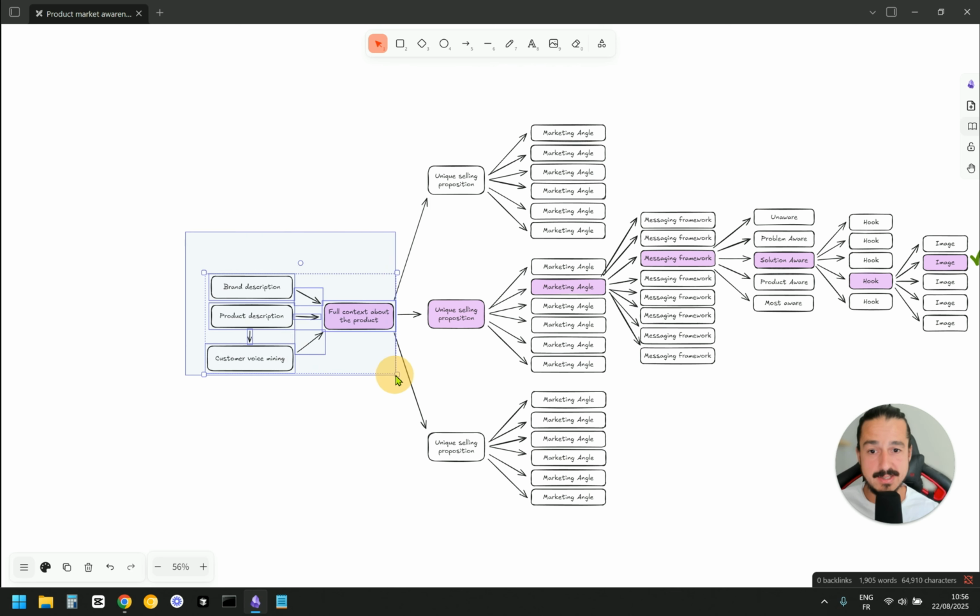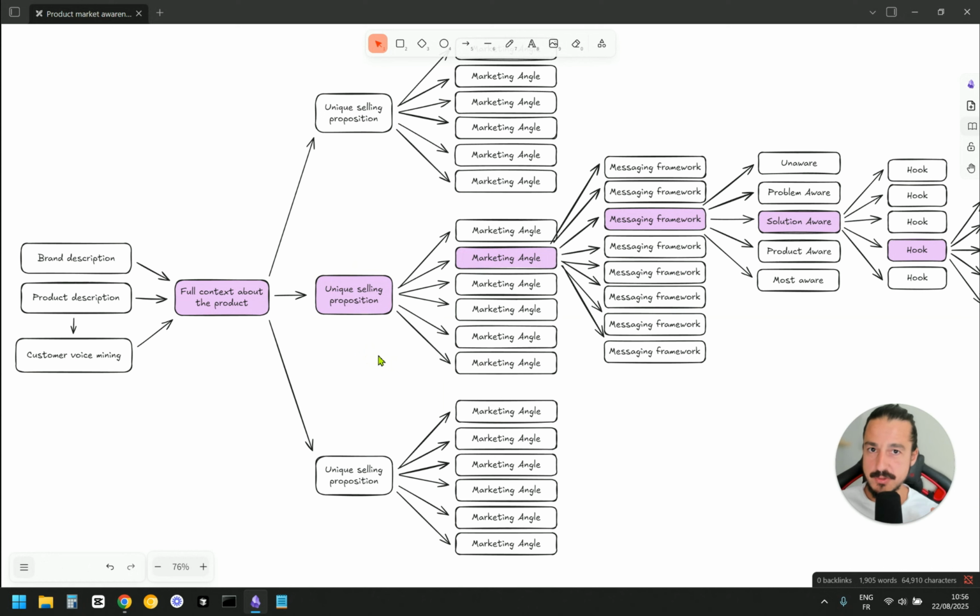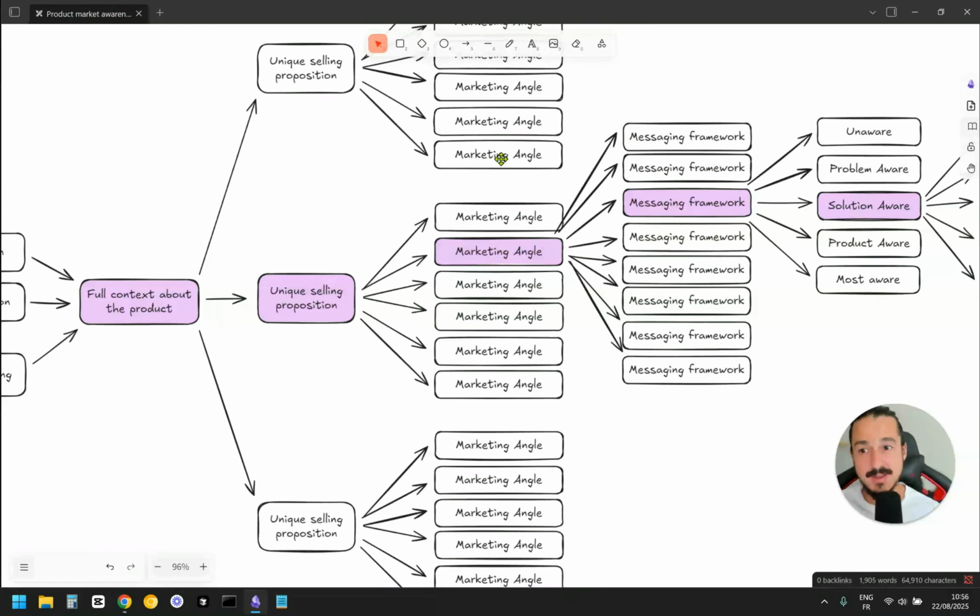So once we have all the context, then we can think of what our USPs are. And for each USP, you have different ways to talk about it. That's where we use marketing angles. And as you can see, marketing angles are related to a specific USP. So the overall thing is that you have your product, which has different unique selling propositions, that each have an infinity of marketing angles that we can use to talk about this specific USP.